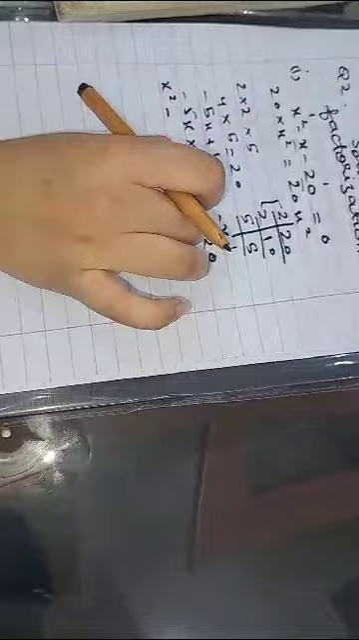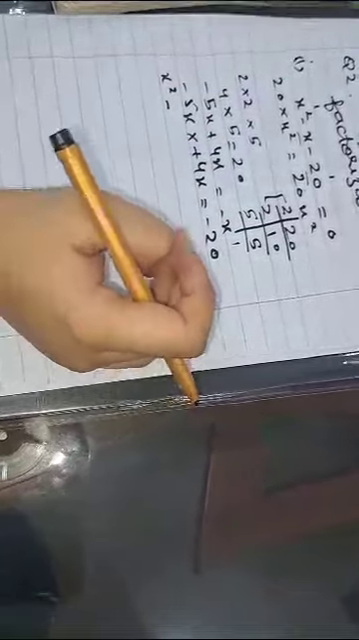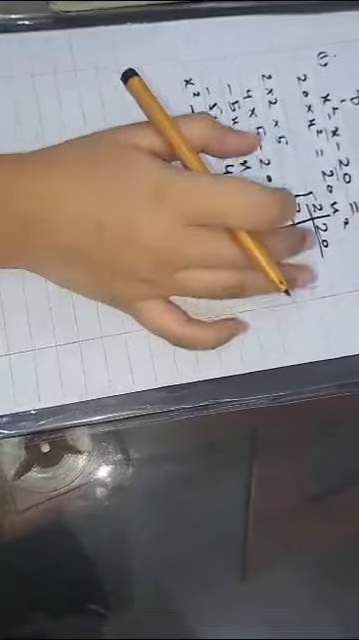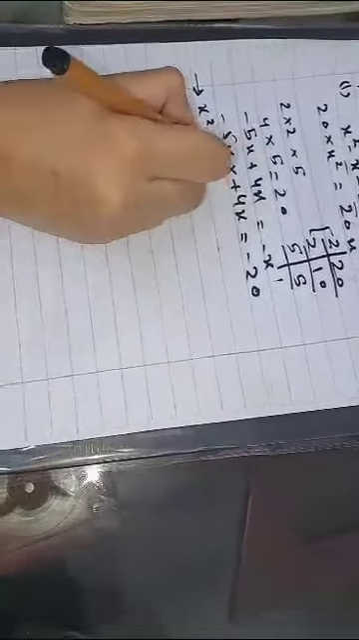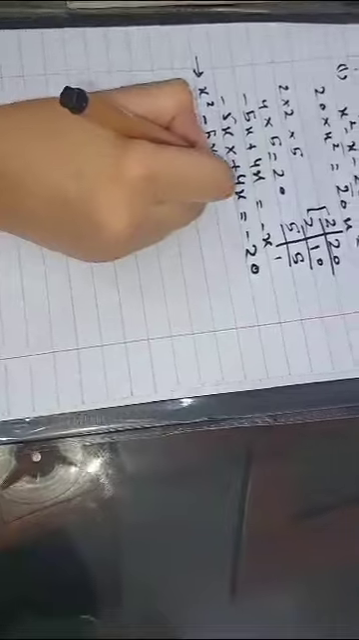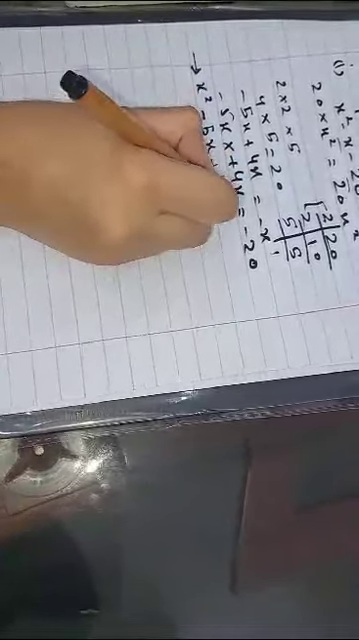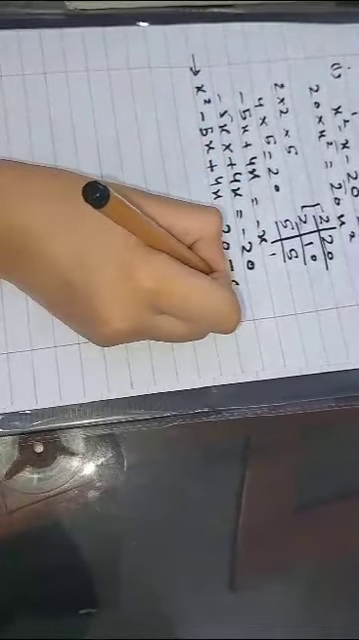This is actually rough work because when you practice, you will be proficient enough that you don't need to do the steps. In the mind you can do. But these are rough work, and the procedure will start from here, which I am going to explain so that you can understand. So x square minus x, 5x plus 4x minus 20 is equals to 0.